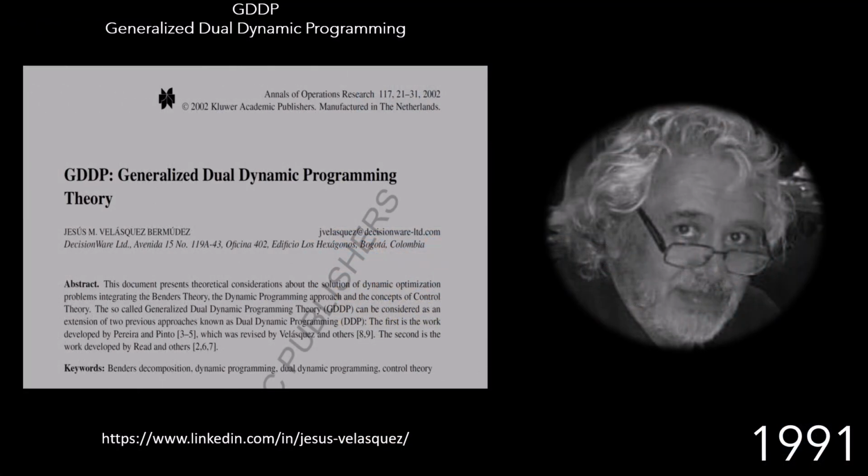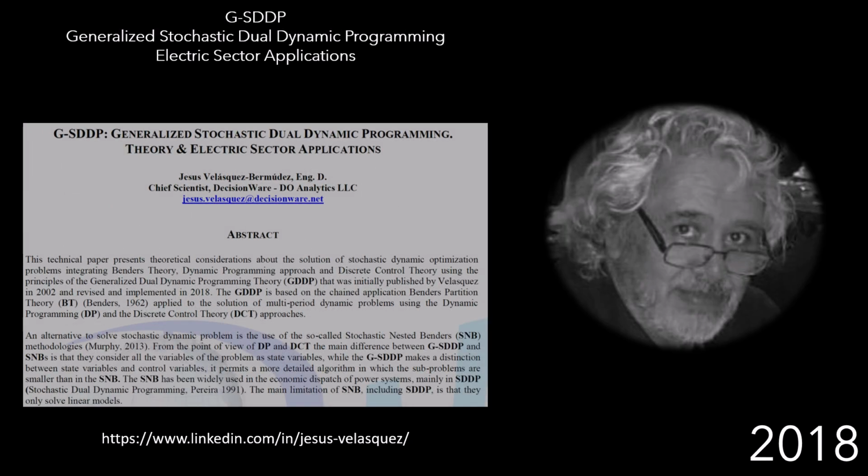GDDP, Generalized Dual Dynamic Programming. And, in 1991, Jesus Velasquez Bermudez, founder and chief scientific officer of HI, developed the first version of what would end up being called GSDDP, Generalized Stochastic Dual Dynamic Programming. They are variations of Bender's partition theory, which were formally published in 2002.